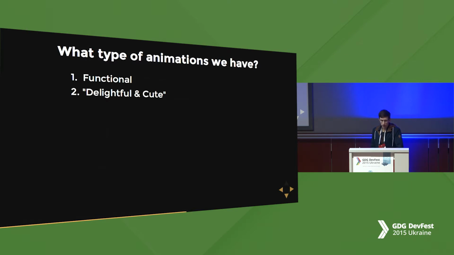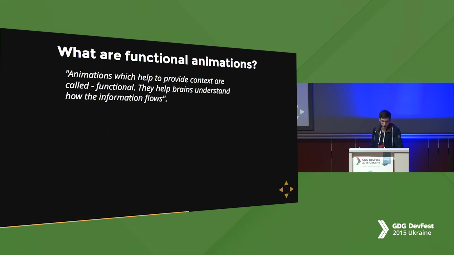So what types of animations do we have? The first one is functional animations, and the second one, which I call delightful and cute animations. So what are functional animations? Animations which help to provide context are called functional. They help the brain understand how the information flows. Let's see it in the following example.